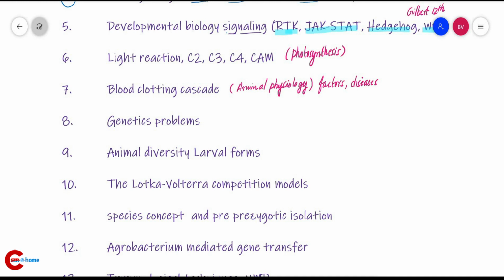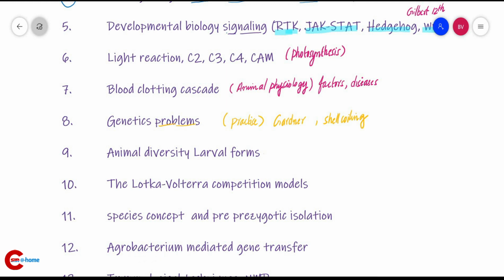In genetics, you can study problems. Do as many problems as you can. You can study epistasis, pleiotropy, sex-linked genes, dosage compensation, etc. from Gardner and Benjamin. Then study shell coiling of snail.